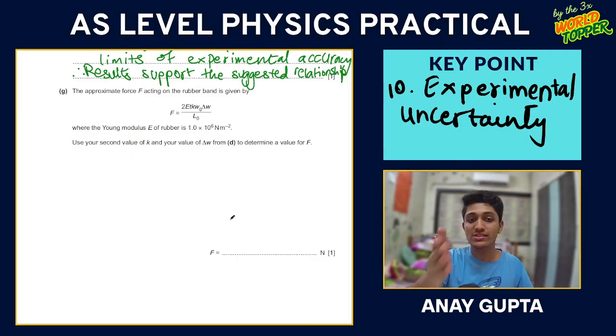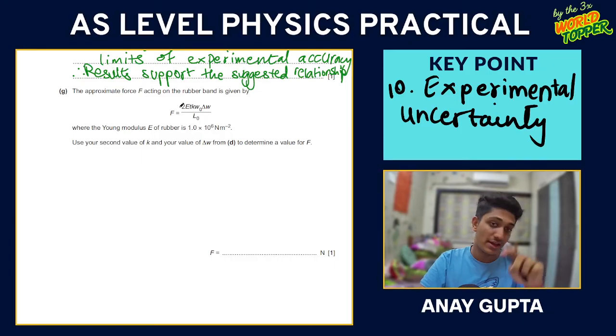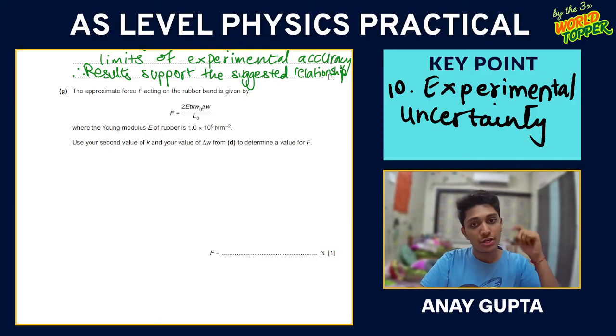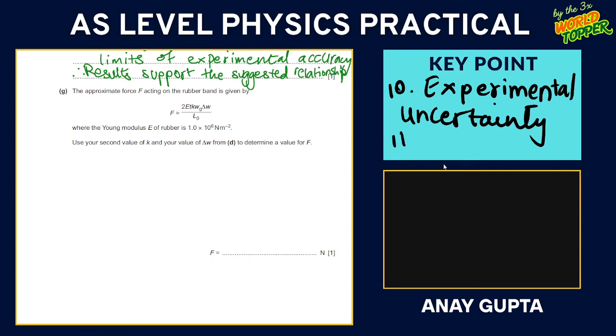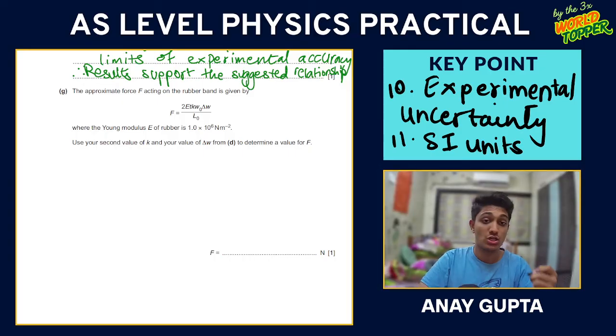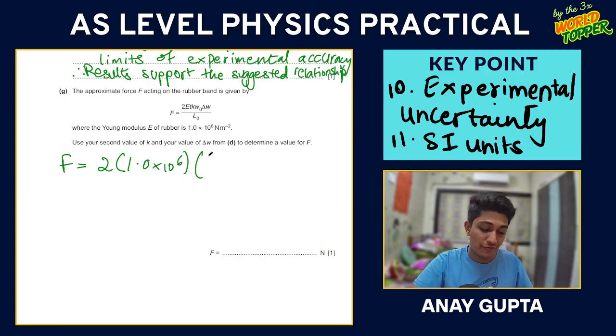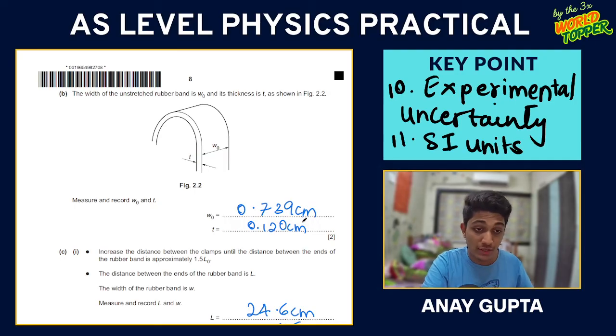The approximate force F acting on the rubber band is given by this, where the Young modulus E of rubber is given. Use your second value of K and your value of delta W from D to determine a value of F. Now, in these kinds of situations, where in the second question you've been asked to determine values, always remember you need to use SI units. So, key point number 11, use SI units for your calculations. Always remember. So, F will now be equal to 2. The value of E is 1.0 into 10 raised to 6. The value of T, the thickness that we had determined, was 0.120 centimeters.